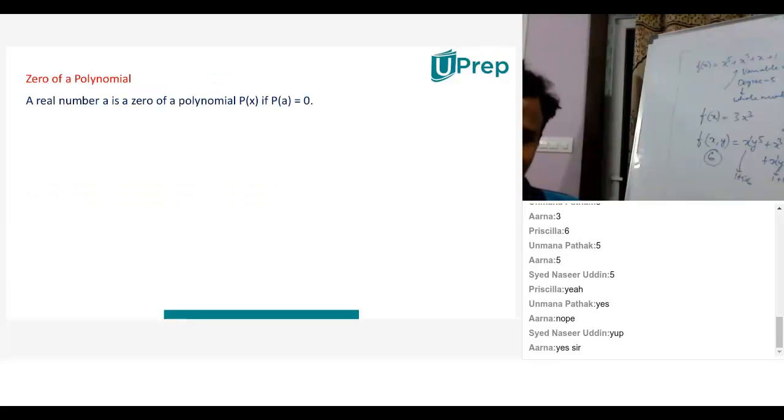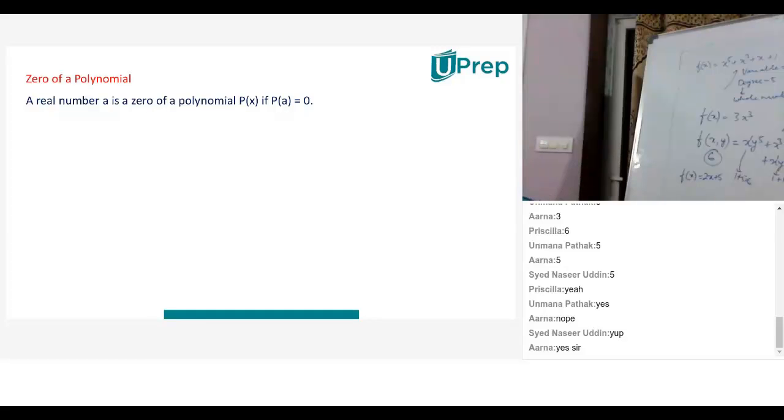Now the zero of a polynomial. Zero of a polynomial. Please make a note of this definition, students. What is the zero of a polynomial? Zero of a polynomial. Please make a note of this. So, what is the meaning of zero of a polynomial?